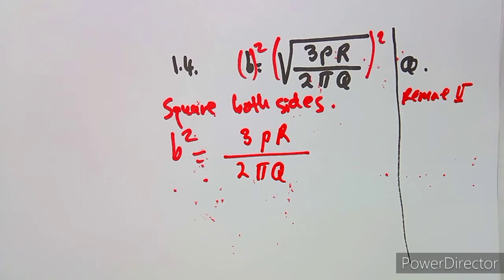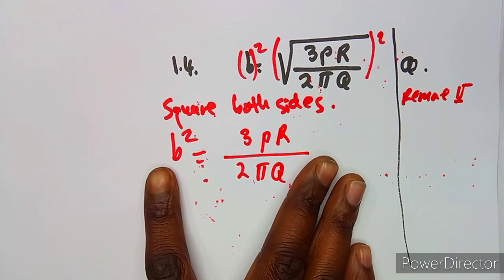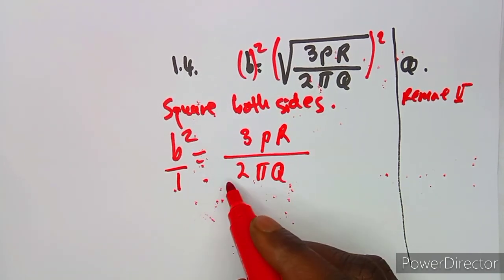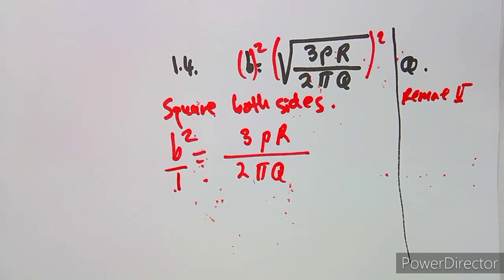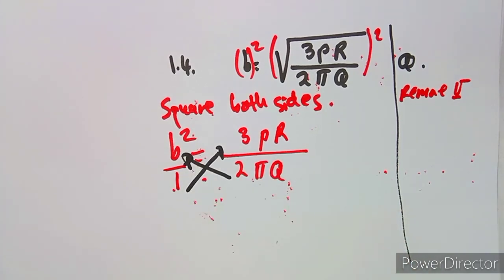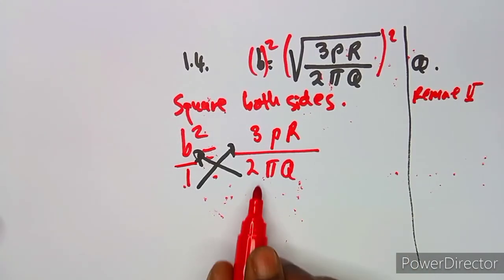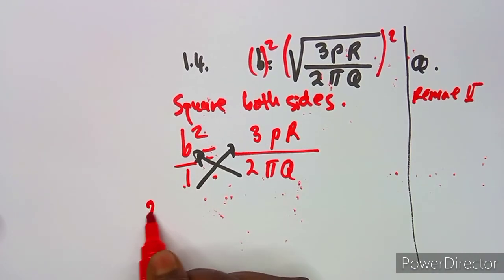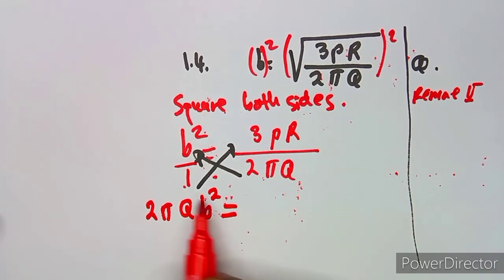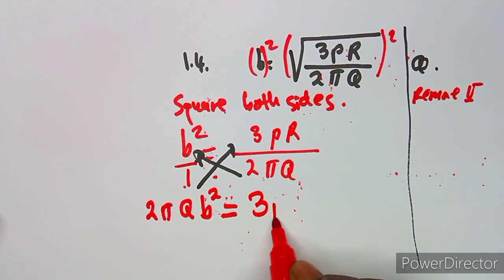And make sure that you write this part as it is, the capital letters as they are, the small letters as they are. Okay, so here we can now clear fractions, because as you can see, we're given a fraction. So I can clear the fractions here by cross multiplying. Yes, I can just cross multiply this to this. So that means we are going to be left with 2 pi q times b, which is 2 pi q b squared, which is equal to 1 times 3pr. It's going to be 3pr like this, because you're multiplying by 1.